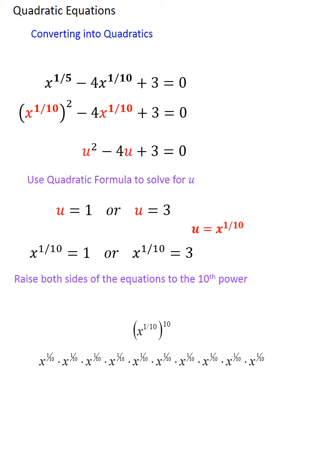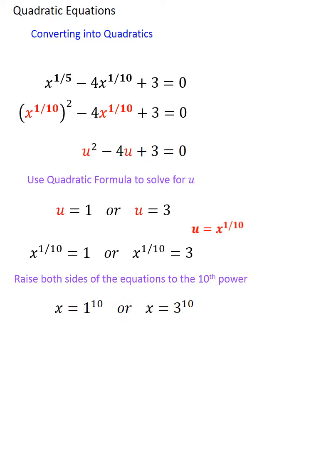And recalling the rule that when we multiply, we add exponents, adding up all those exponents gives me 10/10. 10/10 is 1, and x to the 1 is itself. That's the reason why raising both sides to the 10th power is a clever idea here. So when I raise both sides to the 10th power, this is what I get.